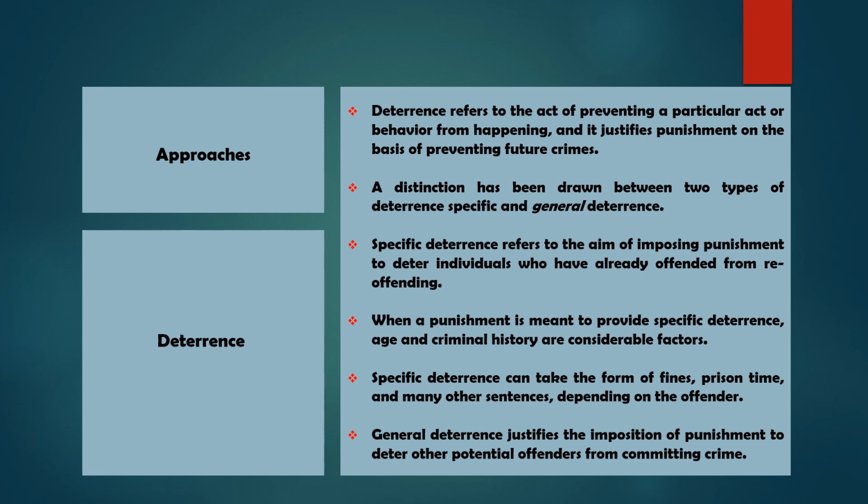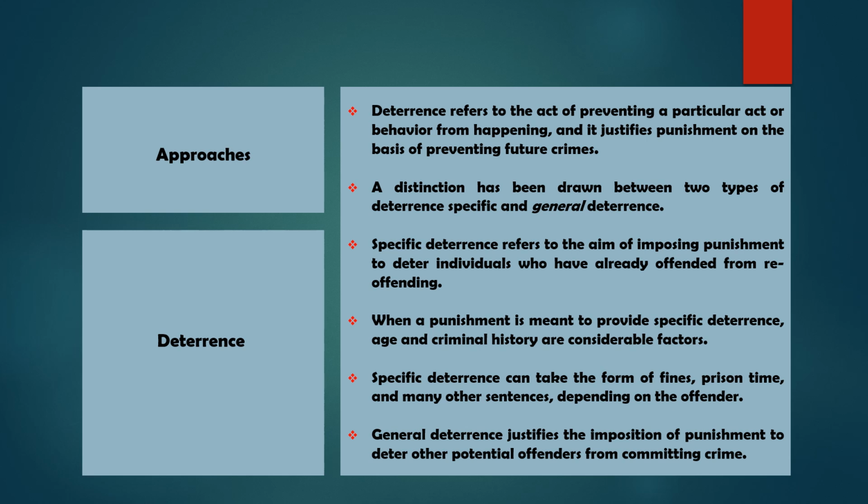The other approach is what we call deterrence. Deterrence is yet another important approach that has been employed across many cultures and across many jurisdictions. By deterrence, we mean an act of preventing a particular act or behavior from happening, and this approach to punishment is justified on the basis of preventing, again, future crimes. Now, a distinction is normally drawn between two types of deterrence, what we call specific and general deterrence.